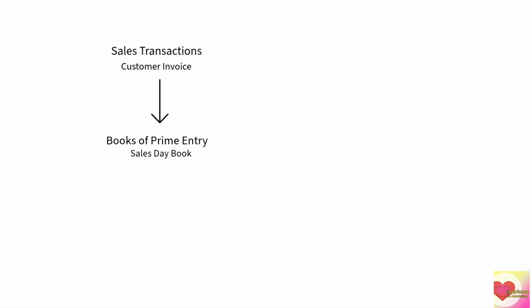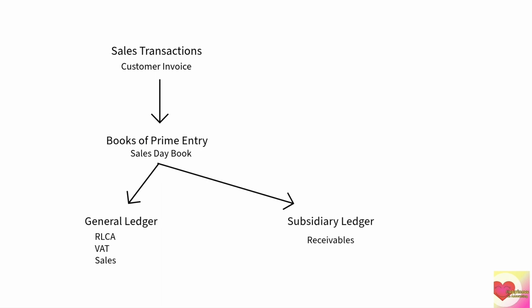Now let's summarize everything that we have done so far. First, when we have sales, we create customer invoice and send it to the customer. And then we enter it to the book of prime entry, which is called sales daybook. Then after a period, the total of the sales daybook will be entered to the general ledger and the individual transaction to the subsidiary ledger. In general ledger, we enter in RLCA, VAT, and sales account. In subsidiary ledger, we enter to receivables or individual customer account.